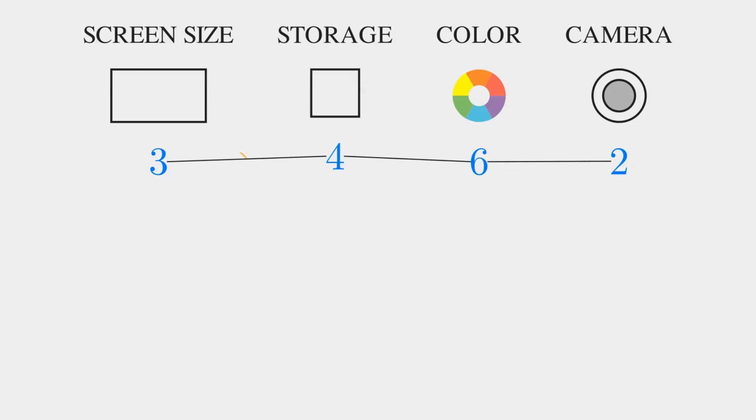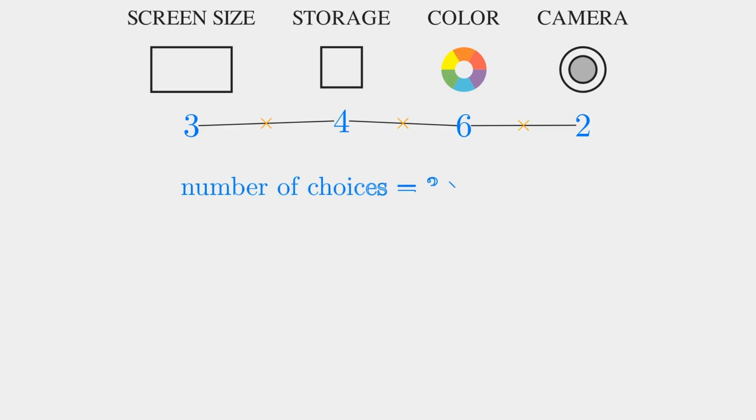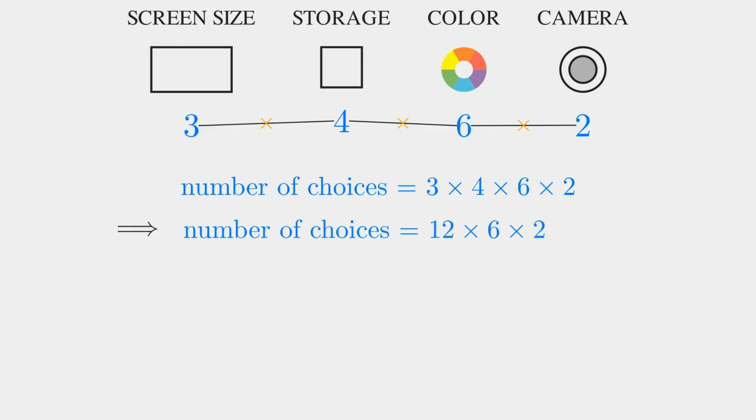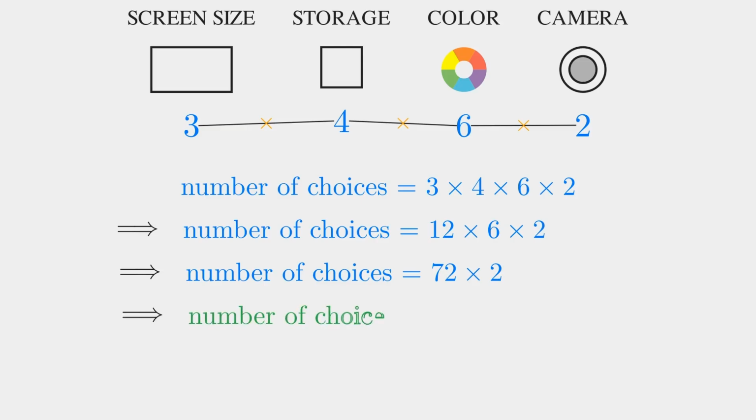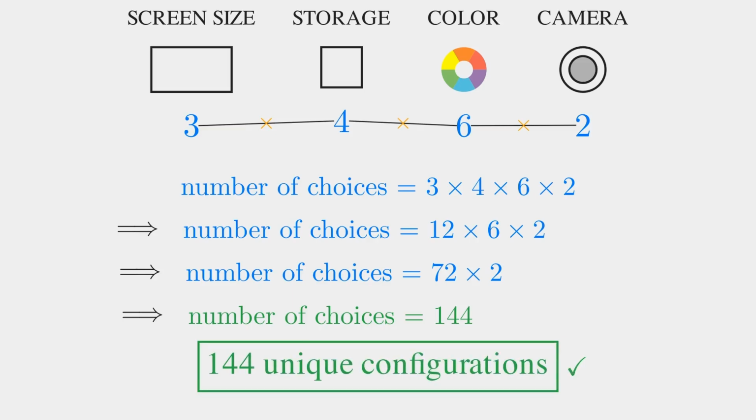So we have 3 choices for the screen, times 4 for storage, 6 for color, and times 2 for the camera. Let's multiply them out. 3 times 4 is 12, 12 times 6 is 72, and 72 times 2 gives us a final answer of 144. There are 144 unique smartphone configurations possible.